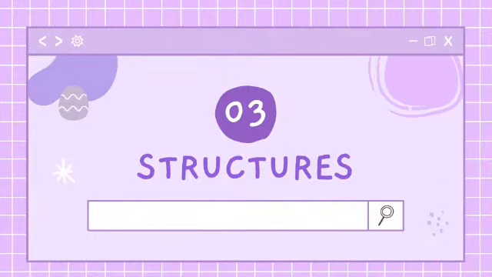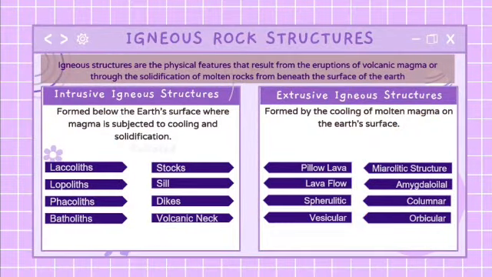Now let's go to the structures of the three rocks. So, structures. Igneous structures are the physical features that result from the eruptions of volcanic magma or through the solidification of molten rocks from beneath the surface of the earth. So, there are two types of igneous rocks. For structure, both of them are still used.